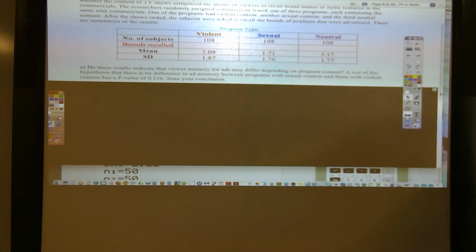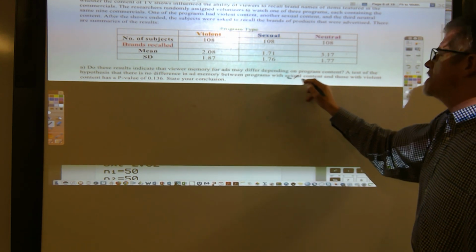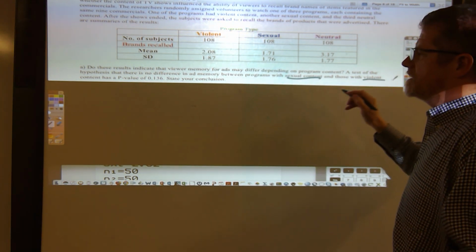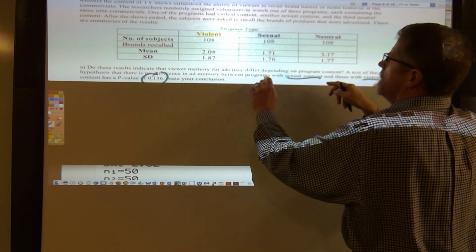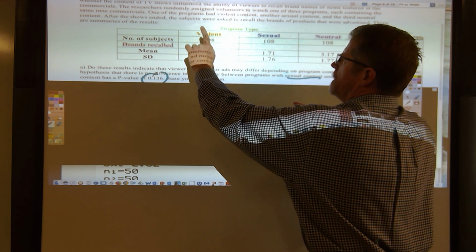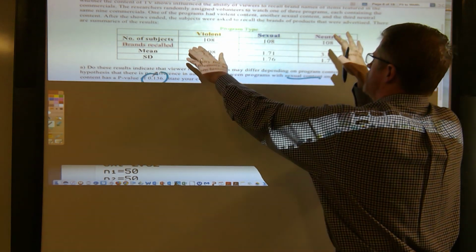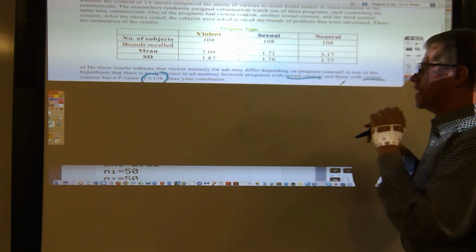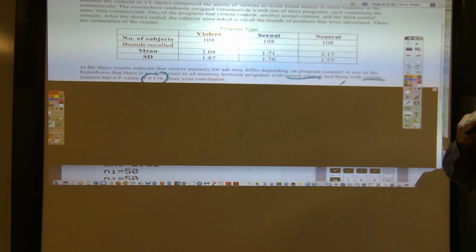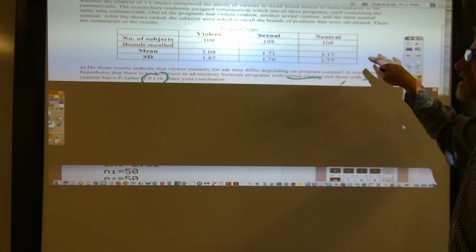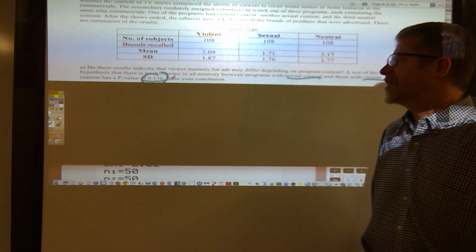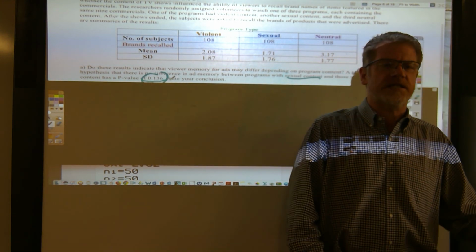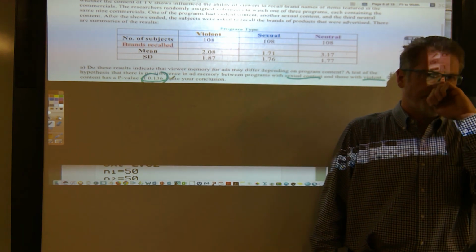The tested hypothesis that there's no difference in ad memory between programs with sexual content and violent content has P equals 0.136. You can only compare two at a time. You could do mean violent minus mean sexual, violent versus neutral, or sexual versus neutral. Which ones did they pick? They did sexual versus violent. And is that a statistically significant p-value, P equals 0.136, class? Yes or no?